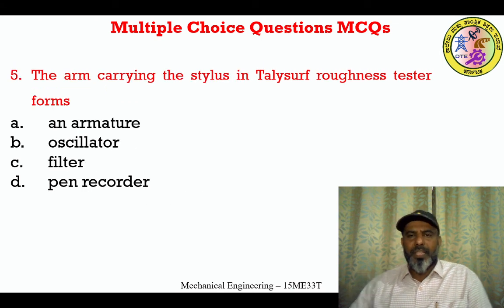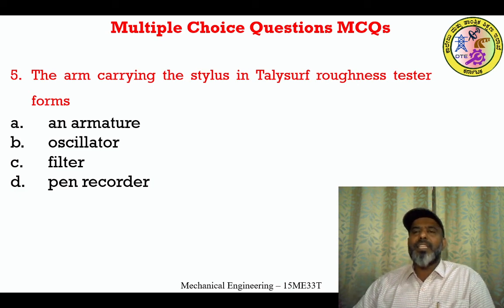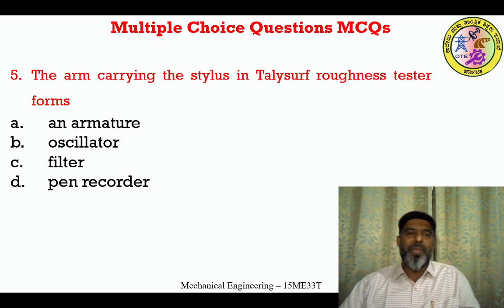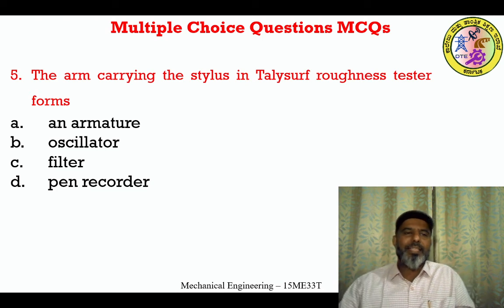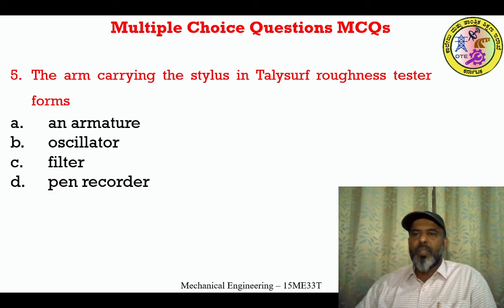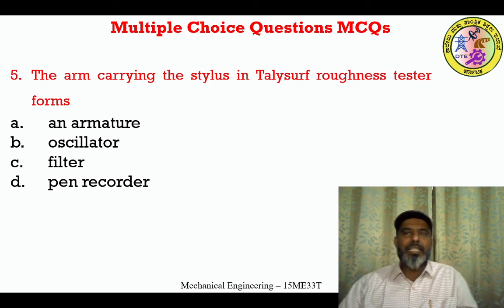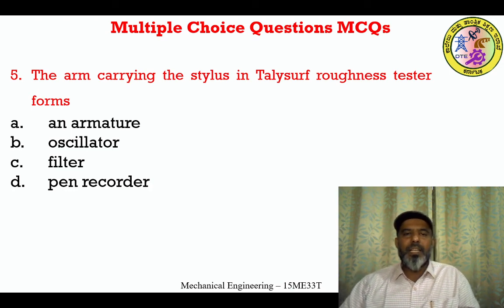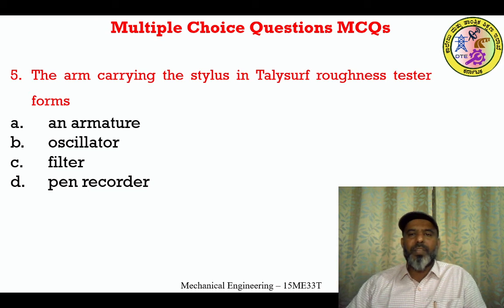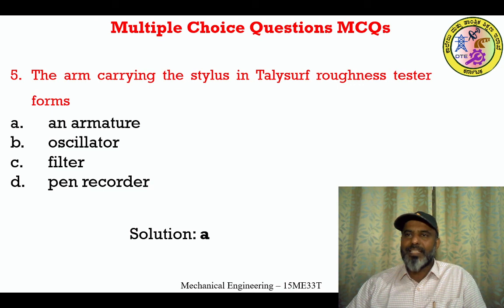Then the next thing to be remembered, for your knowledge: the arm carrying the stylus in the TALYSURF roughness tester forms: A, an armature; B, oscillator; C, filter; D, pen recorder. Yes, the answer time starts now. Within 15 seconds, the answer appears on the screen. Yes, the arm carrying the stylus in the TALYSURF roughness tester forms an armature. Yes, the correct answer is A.